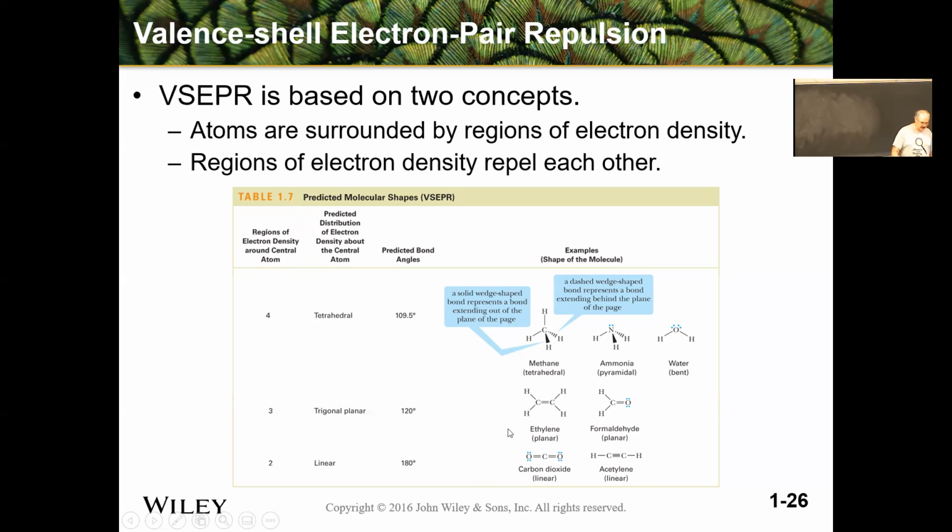If we have 3 electron-rich regions, then we have a trigonal planar arrangement with bond angles approximately 120 degrees. Some examples include ethylene and formaldehyde. The C-H single bond is 1 electron-rich region. This is another. And then the carbon-carbon double bond is a 3rd electron-rich region. When you have 2 electron-rich regions, the ideal geometry is linear, with bond angles of 180 degrees.